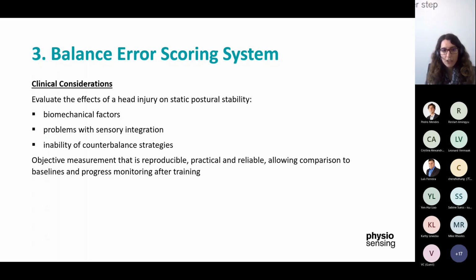In the case of high values in the non-dominant foot or in the tandem position, so the second and third condition, sorry, on the firm surface, it is indicative of ankle instability, mainly mediolateral in the case of the tandem stance, and problems with sensory integration or inability to generate a more effective counterbalance strategy due to orthopedic limitations or pain. For the last three conditions, using the foam, high values are indicative of sensory integration problems.